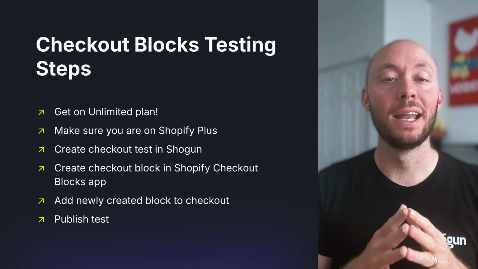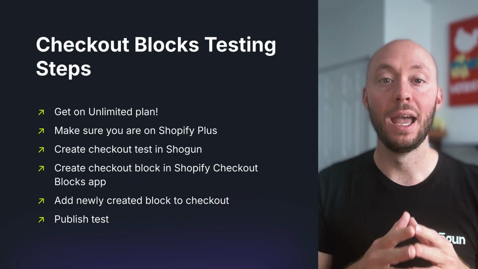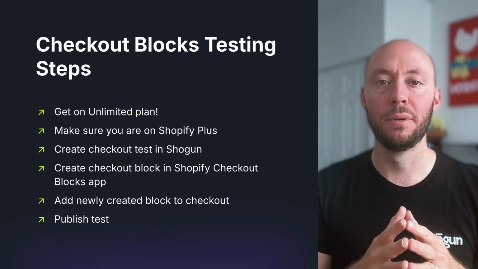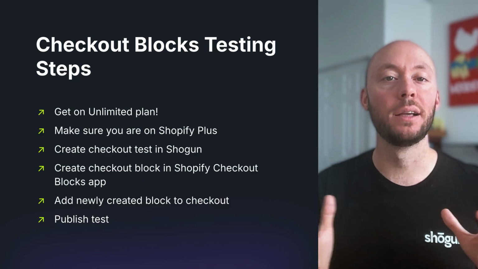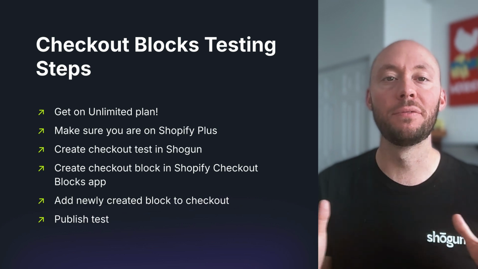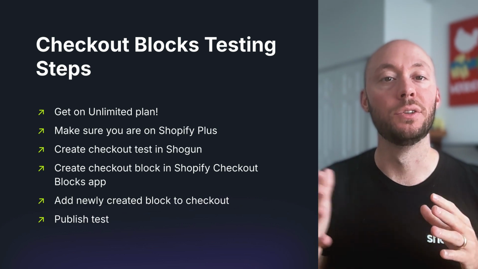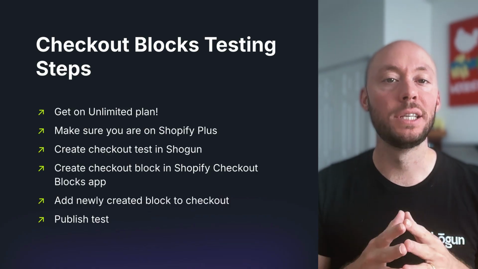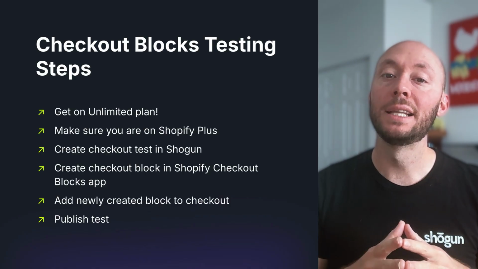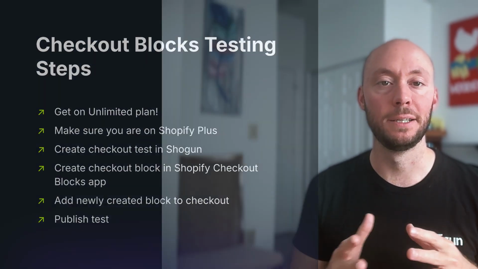The next step after that is you have to download the Shopify Checkout Blocks app and then create a block within that app. The next step after you've created your block is adding that block to your checkout experience within the Shopify native editor. Finally, once you've added the block to your checkout experience, you navigate back to Shogun, and then you can set your test live. And that's it. That's simple. Those are the steps you need to follow to get started with checkout blocks testing.